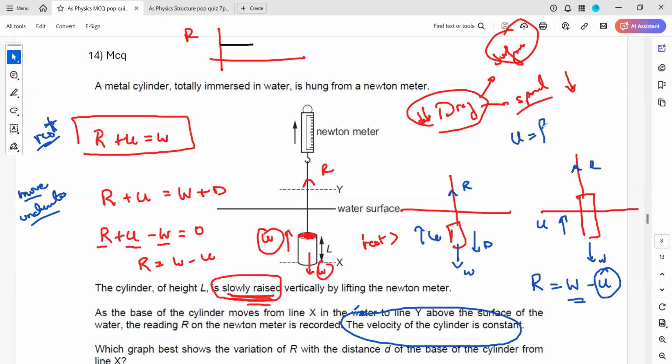Upthrust depends on the density of the liquid, the volume of the object which is submerged, and gravity. When the object is coming out from the water, the volume of water displaced will change. When it is completely submerged, it has greater upthrust, but when it is coming out, only a small proportion of the object is underwater. As a result, the upthrust will decrease. If the upthrust decreases, what will happen to R? Because R is the weight minus the upthrust, and the weight is not changing while the upthrust is decreasing, what happens to the value of R?